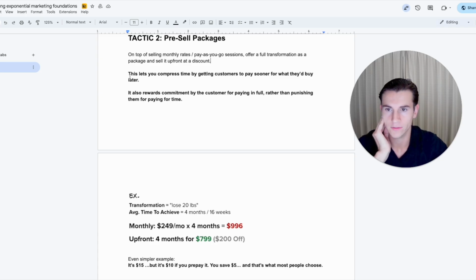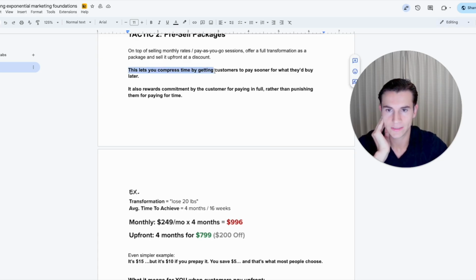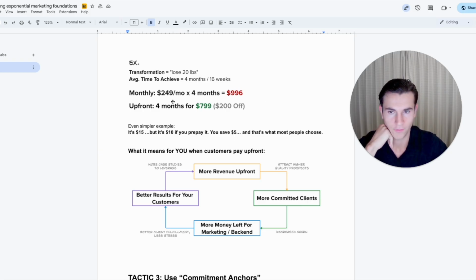I'm going to tell you why. This lets you compress time by getting customers to pay sooner for what they'd buy later. It also rewards commitment by the customer for paying in full rather than punishing them for paying over time. Okay. So in a sense, if the transformation people want is, let's say John comes in, he wants to lose 20 pounds and it takes him 4 months. Let's say with your expert opinion, it's going to take him 4 months, 16 weeks, to lose this 20 pounds.